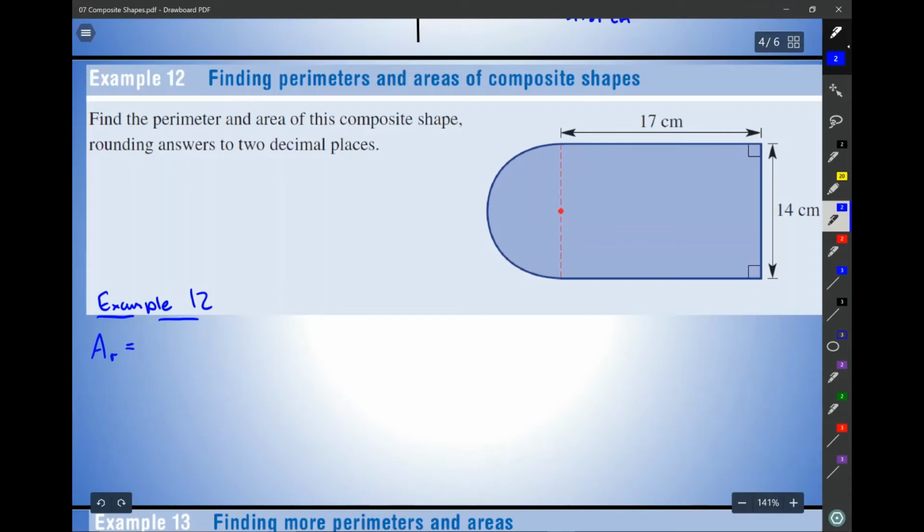First, we're going to calculate the area of our rectangle, AR, base times height, 17 times 14, 238. And next we're going to calculate the area of this semicircle, AC. So remember, it's half a circle.